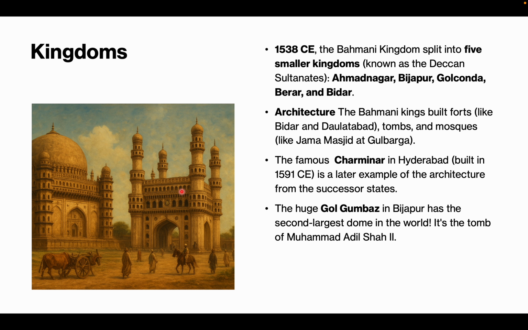Okay. So what happened, this Bahmani kingdom got split into five, known as the Deccan Sultanates: Ahmadnagar, Bijapur, Golconda, Berar, and Bidar. Bijapur and Bidar are in Karnataka. This is, I think, in Maharashtra. This is in Hyderabad, Andhra Pradesh, and I don't know where Berar is. I need to find out. And they built amazing forts, tombs, mosques. We can find the Jama Masjid in Gulbarga, and Charminar in Hyderabad was built by these kingdoms.